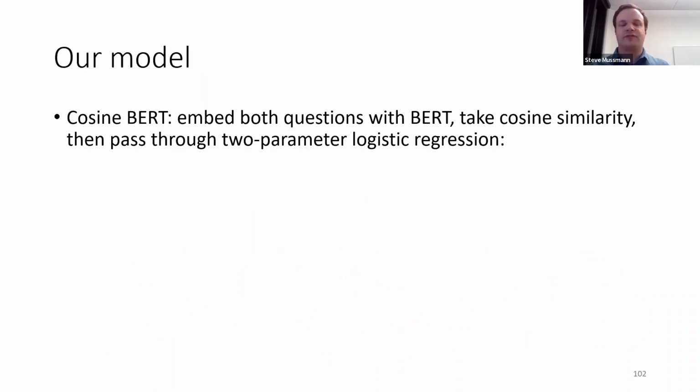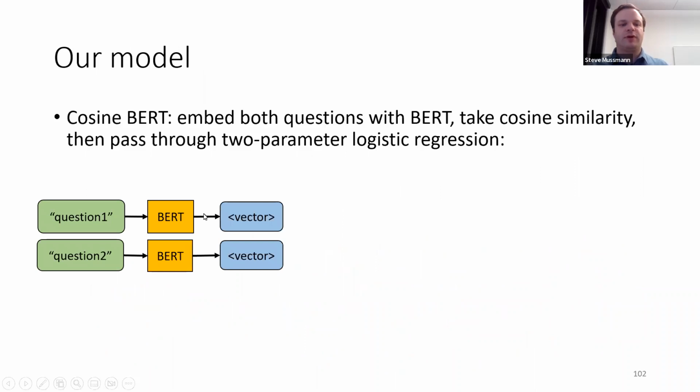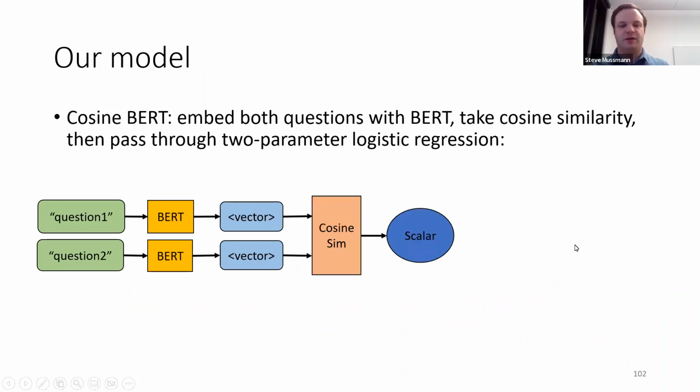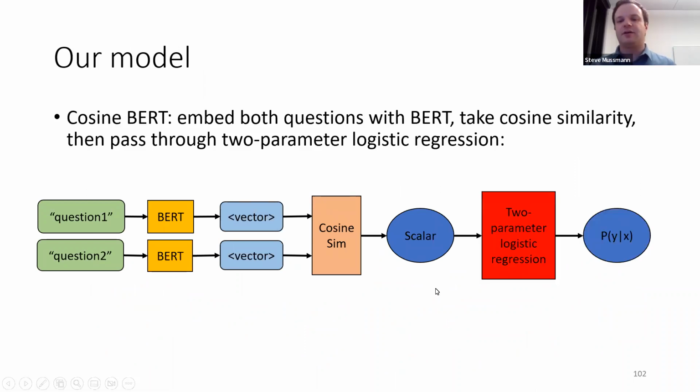So our model, we call cosine BERT, where we take 2 questions, embed them both with BERT to get 2 vectors, take the cosine similarity between these 2 vectors to get a scalar, and then pass that scalar through a 2-parameter logistic regression to get a probability of the point being a paraphrase. And we can train this end-to-end, both training the BERT embedding as well as the parameters of the 2-parameter logistic regression.